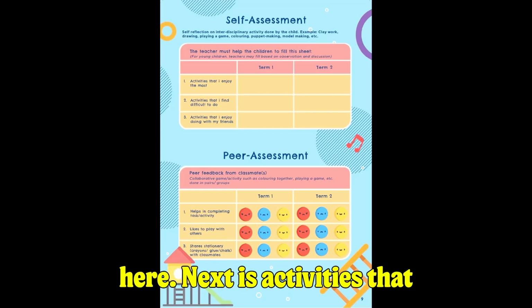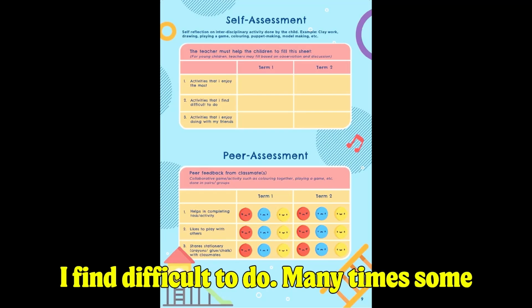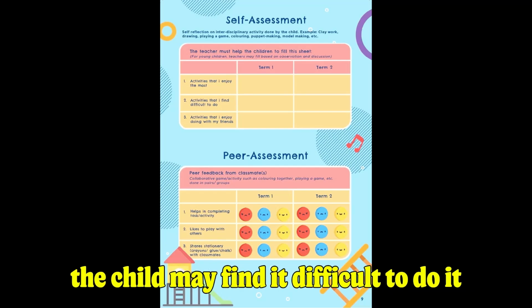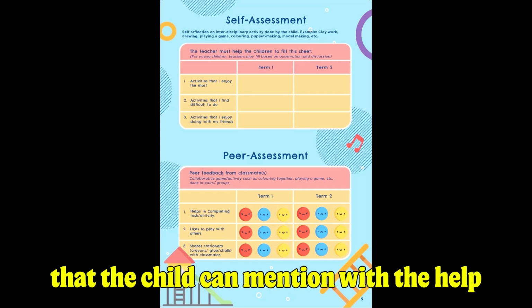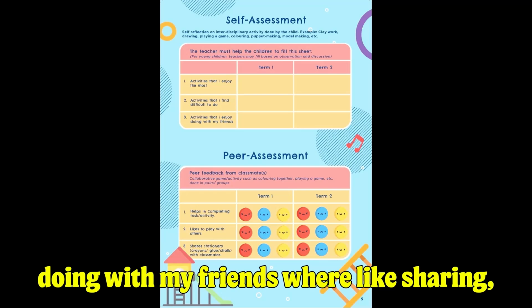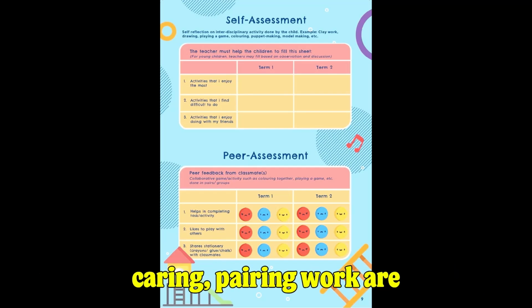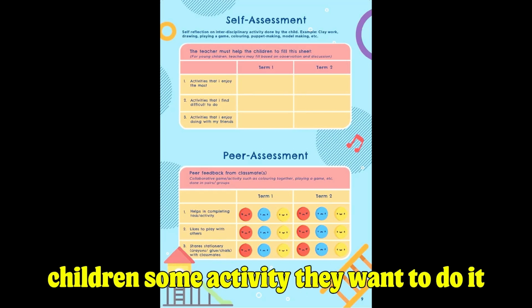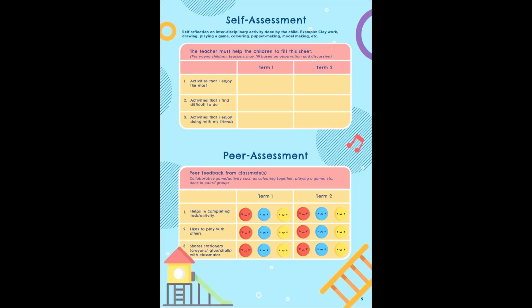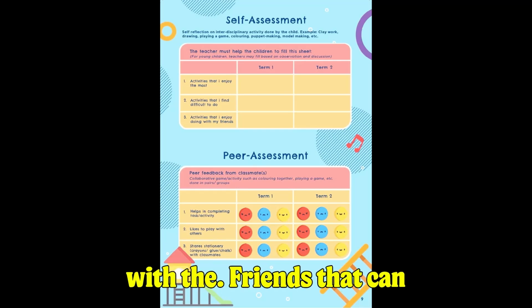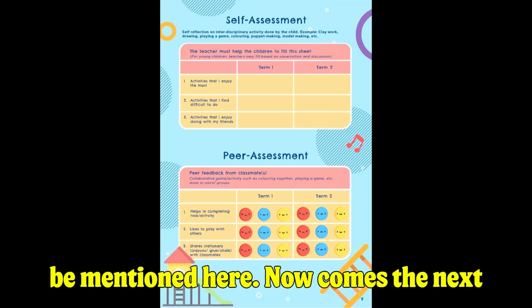Next is activities that I find difficult to do. Many times, some activities the child enjoys, and some the child may find difficult to do. That the child can mention with the help of the teacher. Then, activity that I enjoy doing with my friends, where sharing, caring, pairing work are promoted. Sometimes children want to do some activity alone, and some activity with friends, and that can be mentioned here.